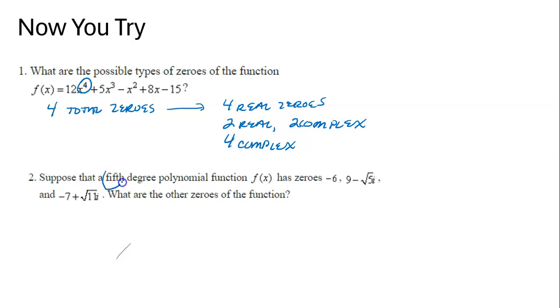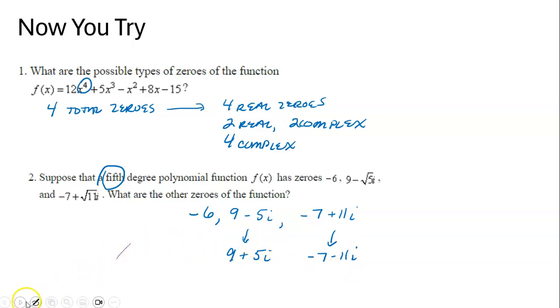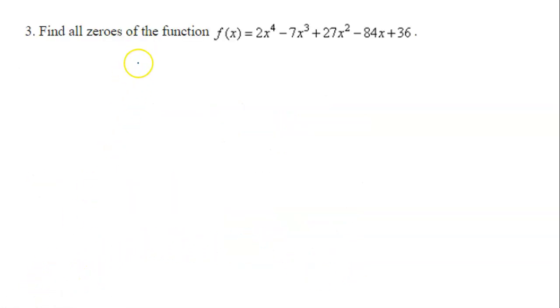Let's see, suppose a 5th degree polynomial has negative 6, 9 minus 5i, and negative 7 plus 11i. These are 3, we need 2 more. So we need the conjugate of this one, which is 9 plus 5i, and of this one, negative 7 minus 11i. Okay, find all the zeros.